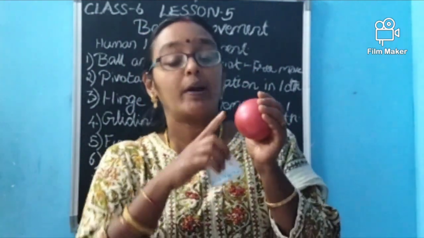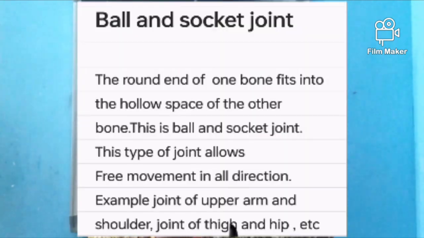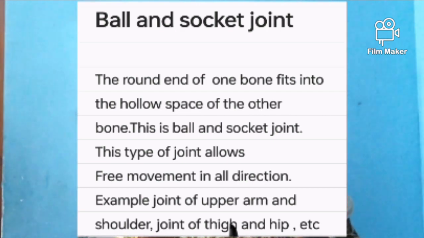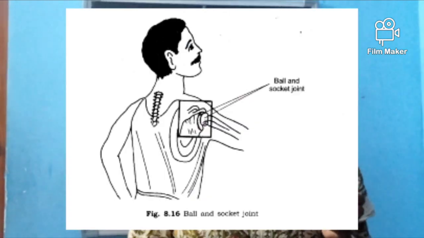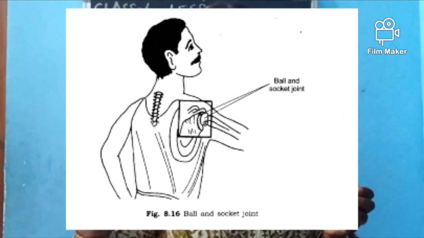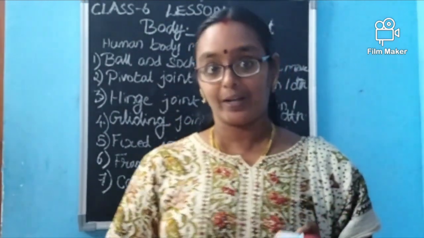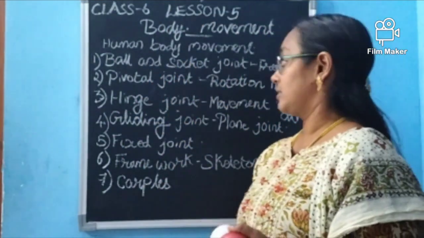In the same way, one ball will be round and the other will be like a cavity on one side, so that this round ball can rotate in all directions. In this way, the ball and socket is working. We are saying it as shoulder bone, hip bone. All these are working under this principle. Okay dears, this is ball and socket joint.